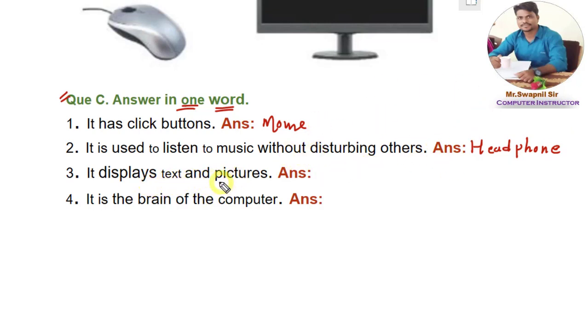It displays the text and picture. I give you hint. It looks like TV. Yes, it is monitor. Monitor is used to see the text and pictures. It is the brain of computer, and its full form is Central Processing Unit. Yes, it is CPU.